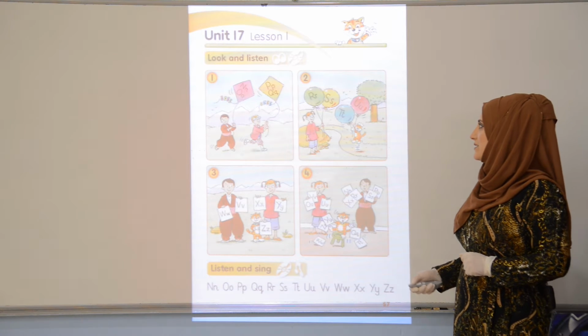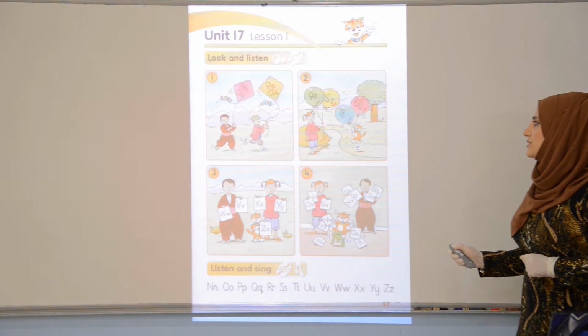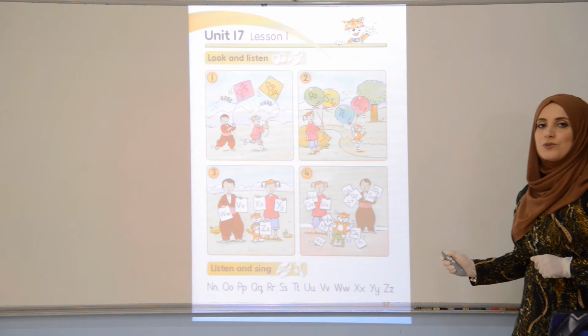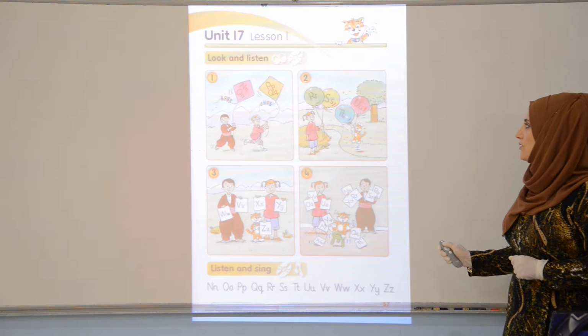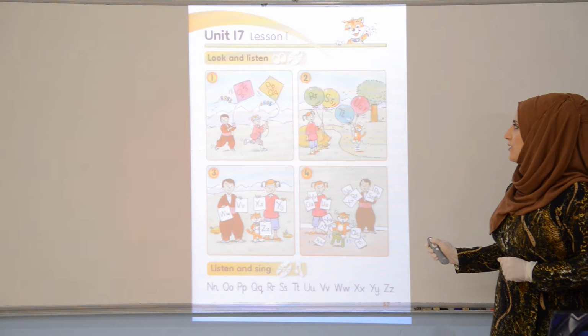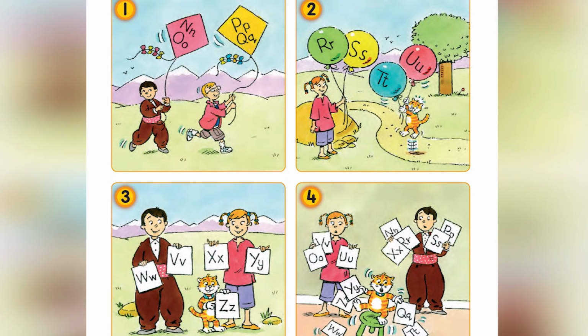for queen. Picture 2, look at Laura and Kitty, they are playing with their balloons. Again, students, we have the letters on the balloons. Laura says R for rabbit, S is for spider. Okay, students, and T is for tiger. Kitty says U for up. Again, look, students, Kitty will be up.